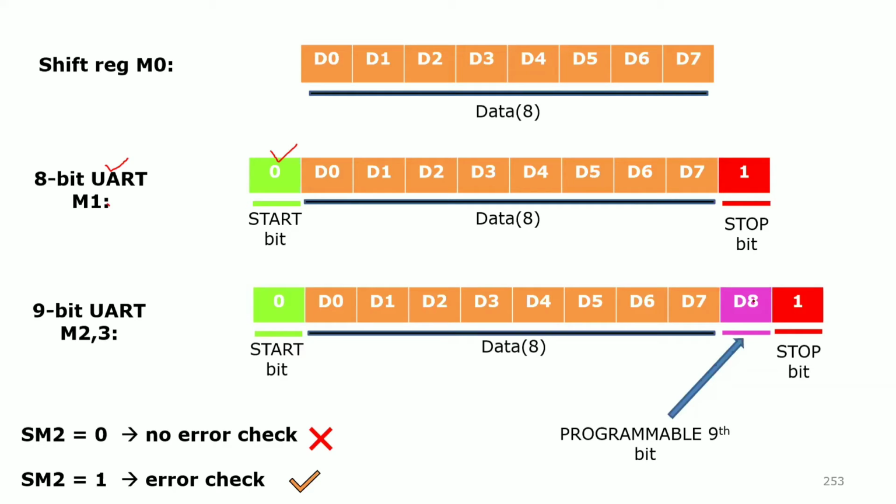Now you tell me, in these modes, what are the additional bits that we are using which are already known? One is the start bit, one is the stop bit. Here, the stop bit and start bit, which we already know.